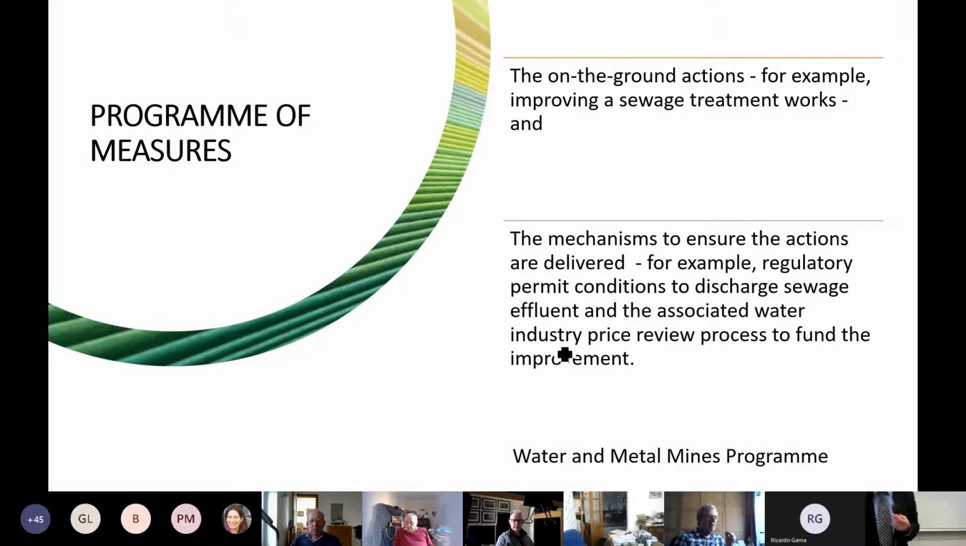And basically, they take a mine that's been abandoned and they put in settlement lagoons to treat the water to settle out heavy metals like cadmium coming from the mine, discharging it perhaps through a reed bed and out into the water. And that is one of the programme of measures under the river basin management plans.